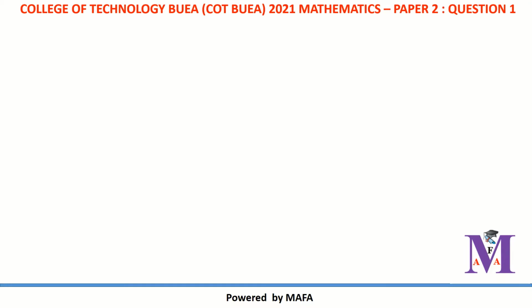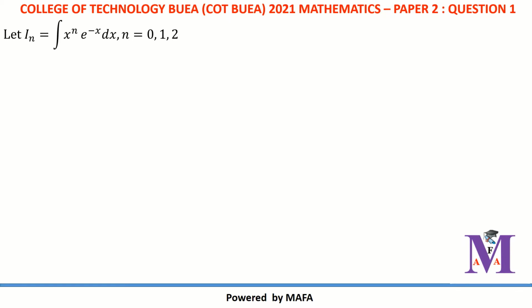So in this video we are going to be looking at the entrance examination into the College of Technology 2021, Mathematics paper 2, question number 1. This question came from the topic integral calculus, and the question was quite good and technical for some parts. When we arrive at those parts, I'm going to lay more emphasis.